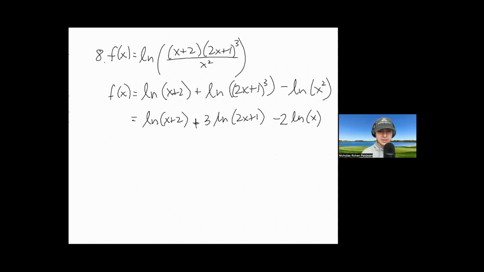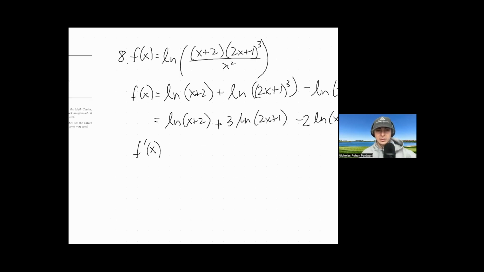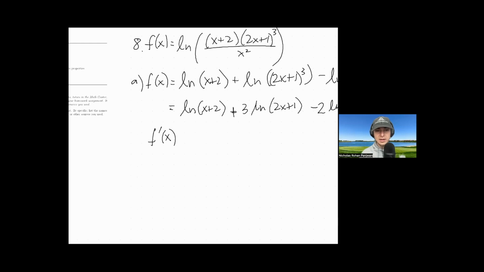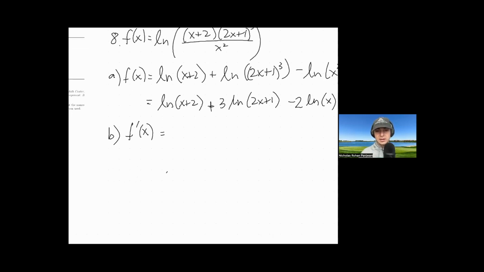So f prime of x, now we're taking the derivative. So this is a. Now we're taking the derivative of a. So that's b. The derivative of just ln x is 1 over x. So we're going to take that same format for each of these. So it's 1 over (x plus 2). And whenever it's anything other than x, remember we have to multiply times the derivative of the inside. But in this case, the derivative of x plus 2 is just 1, so we don't have anything extra there.